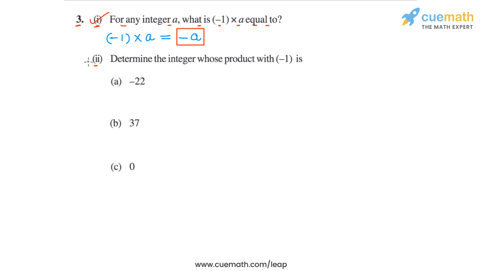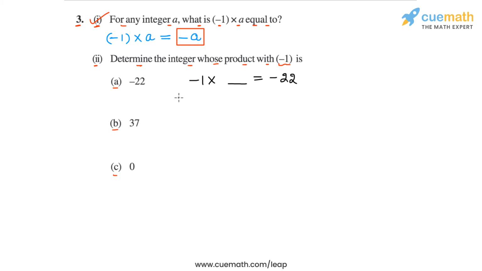Then in part 2, the statement is, determine the integer whose product with minus 1 is equal to minus 22, 37 and 0. So for minus 22, we write this statement, minus 1 into blank is equal to minus 22. And then now we have to determine the correct integer for this blank. So what will that integer be?